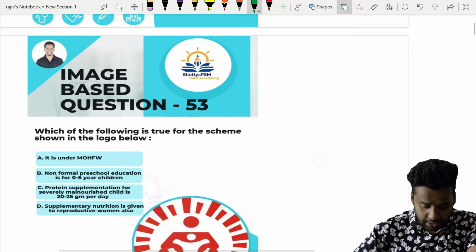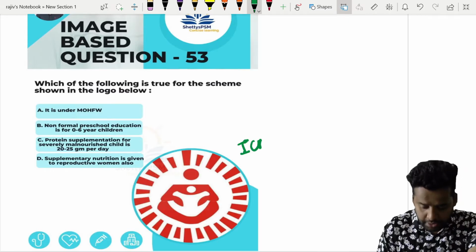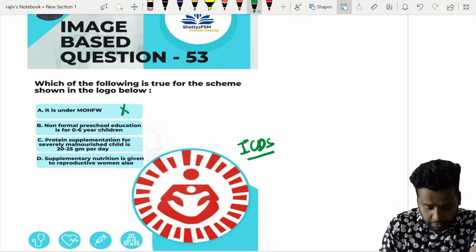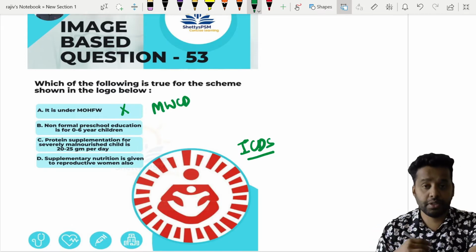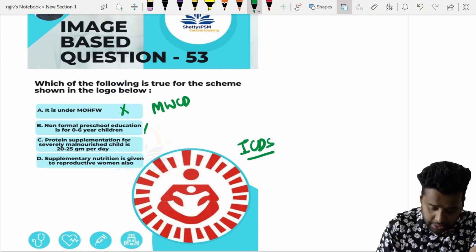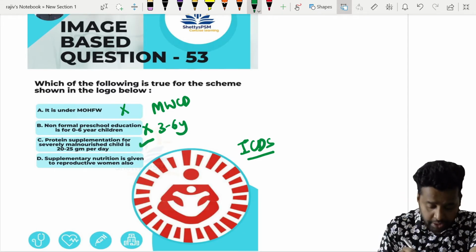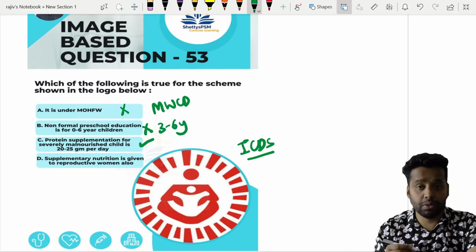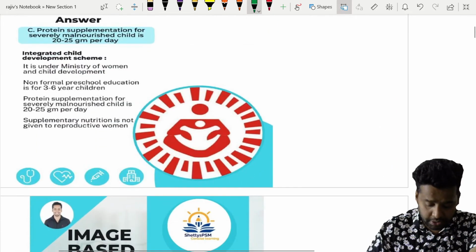The next question on ICDS scheme. This is the logo for ICDS, Integrated Child Development Scheme. Anganwadi centers. It is under Ministry of Health and Family Welfare? No, Ministry of Women and Child Development. Non-formal preschool education is for 0 to 6 years? No. You can't teach from 0, it is 3 to 6 years. Protein supplementation for a severely malnourished child is 20 to 25 grams per day, very important, correct. And supplementary nutrition is given for reproductive women also? No, there is no supplementary nutrition for reproductive women. Option C is very important, that is correct.